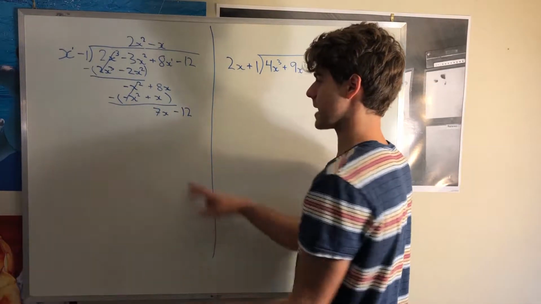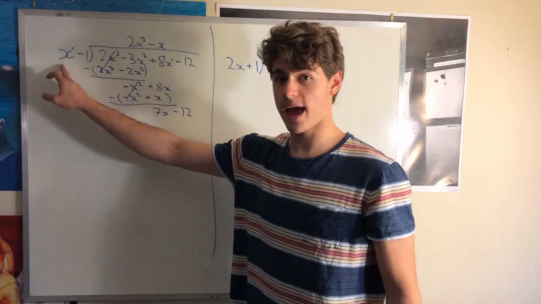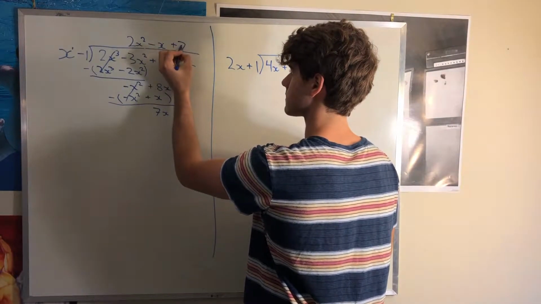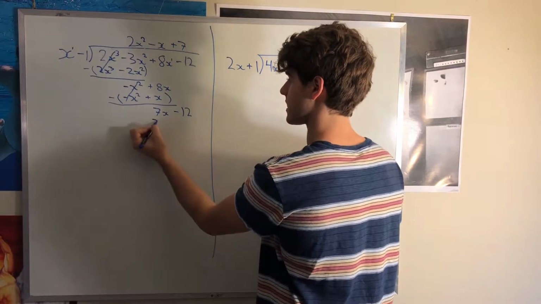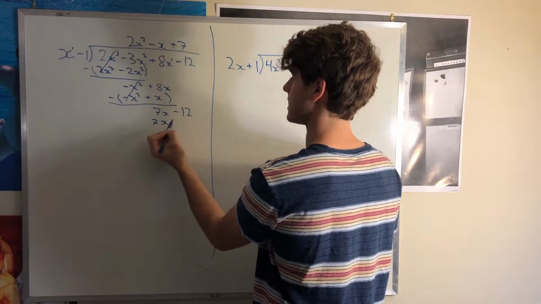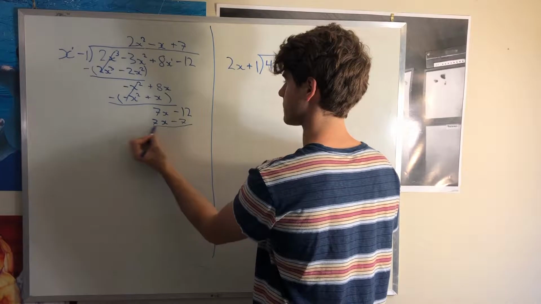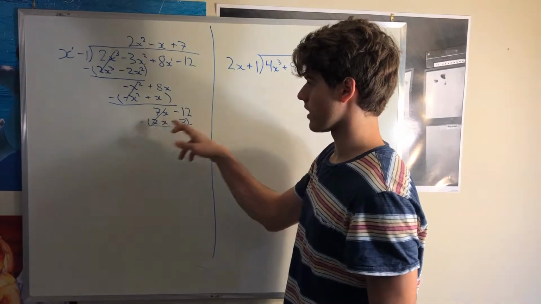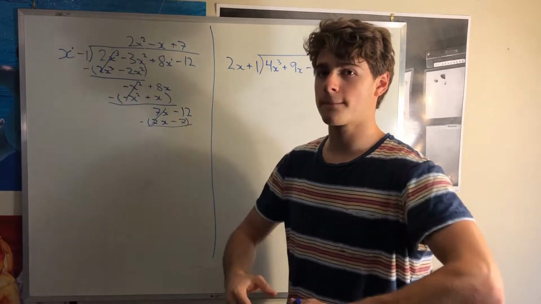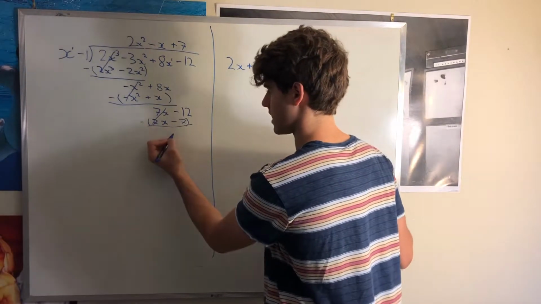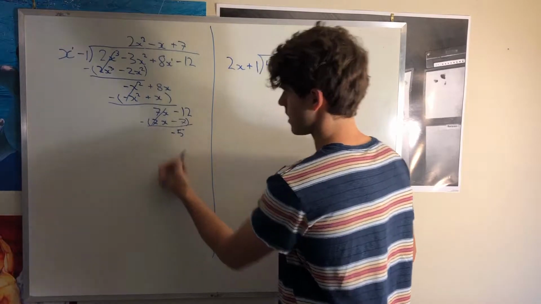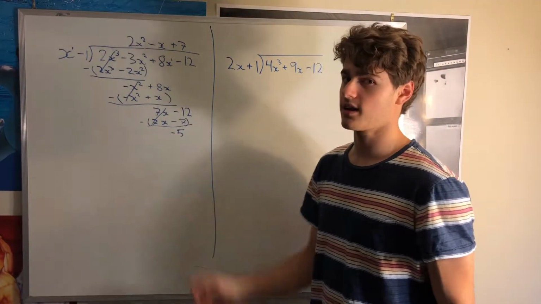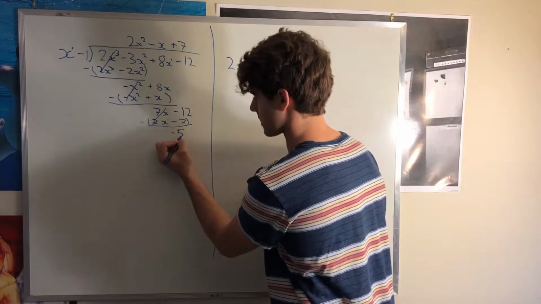And for our last step, 7x divided by x is 7. So we can go plus 7. 7 times that is 7x minus 7. Okay, we're going to subtract this. 7x cancel out. Negative 12 minus negative 7 is negative 12 plus 7. So that's going to be negative 5. Okay, and now we're done because x does not go into 5 any whole number amount of times. Okay, so now we're left with negative 5.